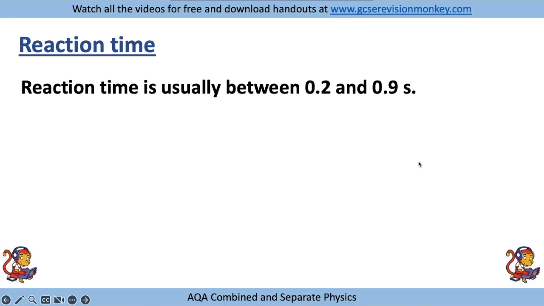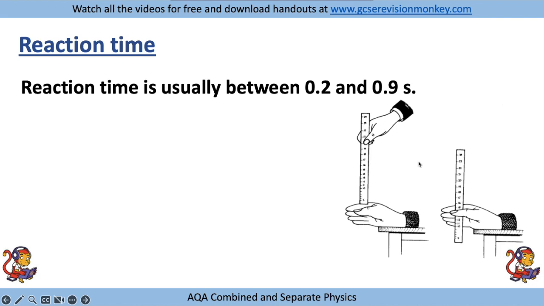Reaction time varies, but is usually between around 0.2 and 0.9 seconds. I'm not going to dwell on this practical because you would have done it in detail in Biology Paper 2 as a required practical, but you can use the ruler drop method to measure reaction time.